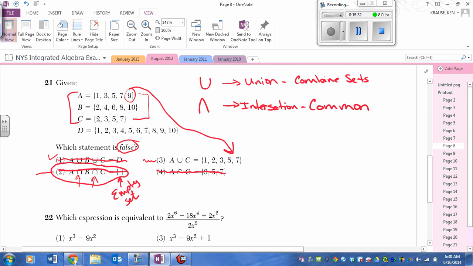I hate these questions that ask false, because they always mess me up. But you're looking for the one that is false. You're not looking for the ones that are true. This is true. There are no elements they have in common. So this is the one that is in fact false. And the reason is because they missed the 9. All right, let's move on.